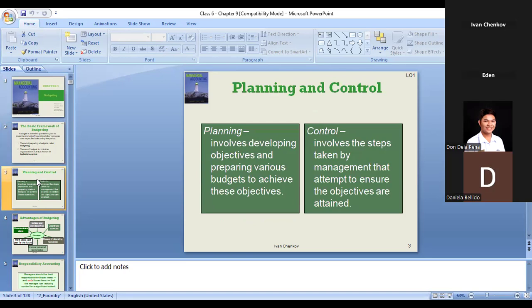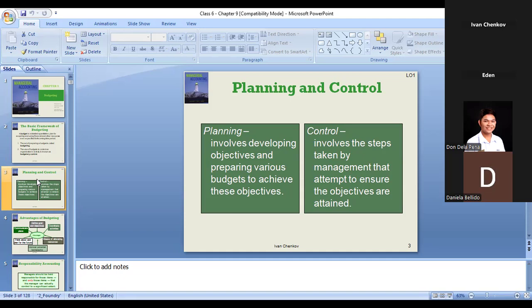We're going to use the budget for two activities, part of all the management activities. One is planning. In planning, we involve developing objectives and preparing various budgets. Why do we need various budgets? Because we can identify different alternatives. The whole objective is to reach our goal or our objectives.